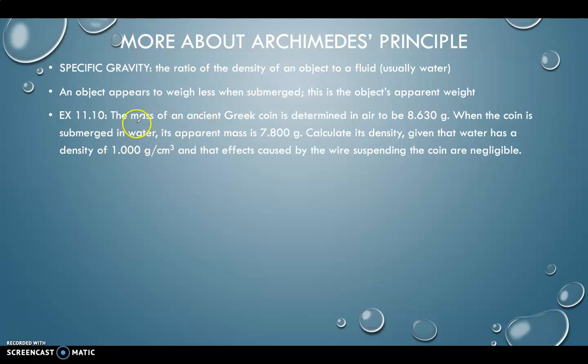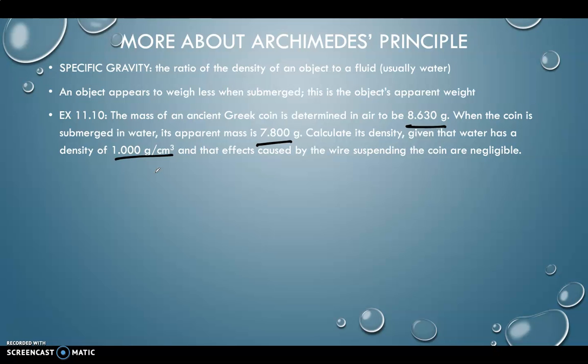It states the mass of an ancient Greek coin is determined in air to be 8.63 grams. When the coin is submerged in water, its apparent mass is 7.8 grams. We want to calculate its density, given that water has a density of 1 gram per centimeter cubed, and that effects caused by the wire suspending the coin are negligible.